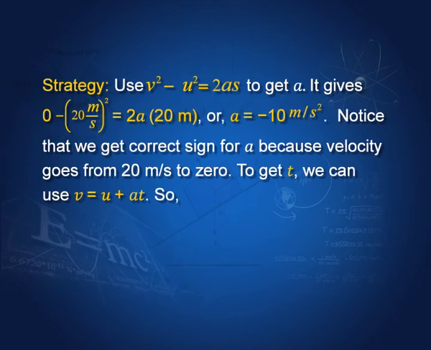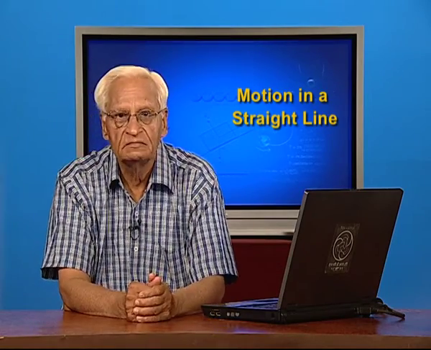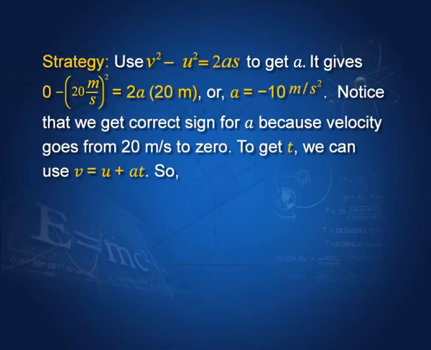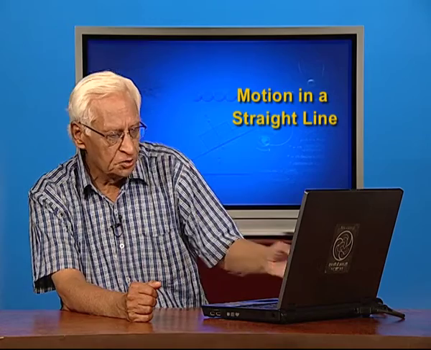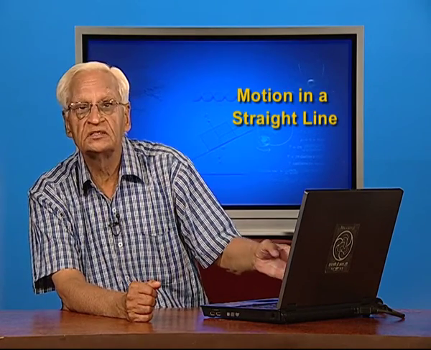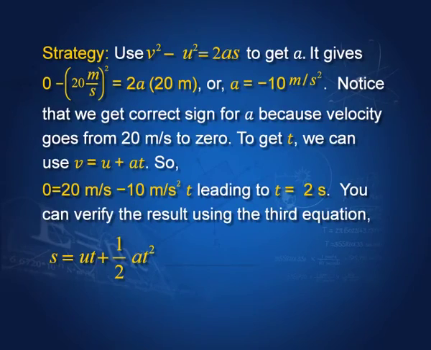For that, we can use the equation v equals u plus a t, and plug in the numbers. u is 20 meters per second, a is 10 meters per second squared with a negative sign, as we have just found, and therefore, t we can find from this equation, and t turns out to be 2 seconds. If you want, you can verify this result by using the third equation, that is s equals u t plus half a t squared.